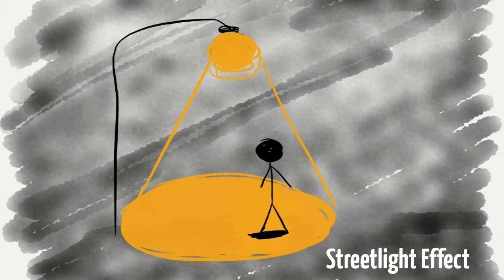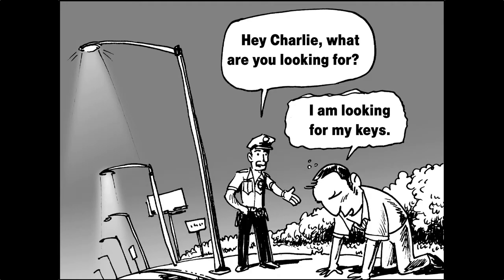And here's the story associated with this phenomenon. On a pitch black night, there is a guy, let's call him Charlie. Charlie is crawling on all fours under a street lamp intently looking for something. Charlie might be a little drunk. A policeman sees him and comes over to help. "Hey, Charlie, what are you looking for?" Charlie says, "I'm looking for my keys."